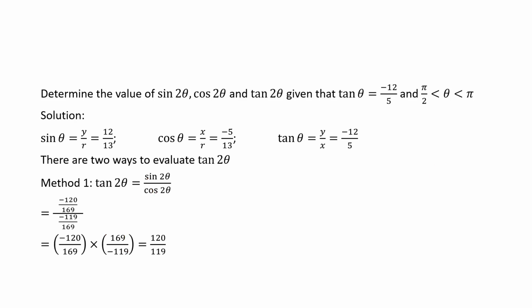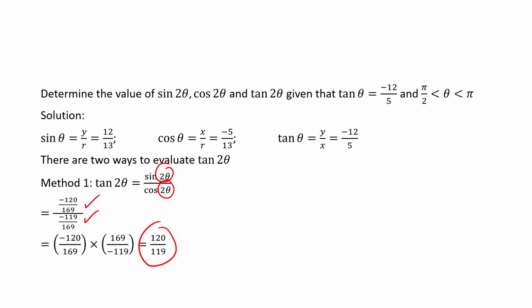Now we're going to get tan 2 theta here. Two ways of doing that. Tan 2 theta is equal to sine 2 theta over cos 2 theta. Sine over cos is tan so long as the angles are the same. We already figured out that the sine of 2 theta is negative 120 over 169. The cos of 2 theta is negative 119 over 169. So we have fraction divided by fraction. We're going to invert and multiply and ultimately get 120 over 119. That's what the tan of 2 theta equals.